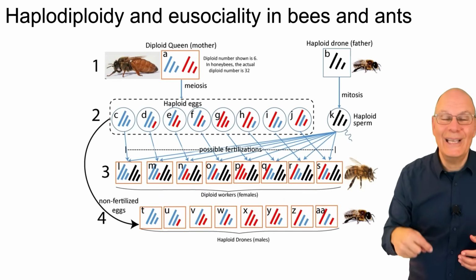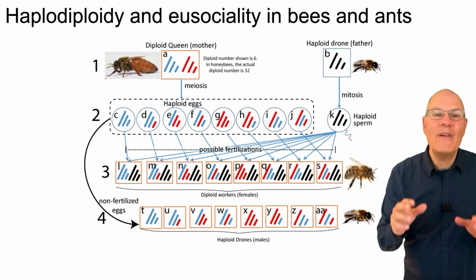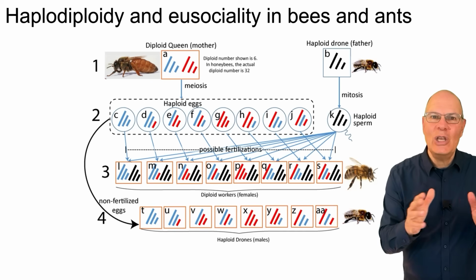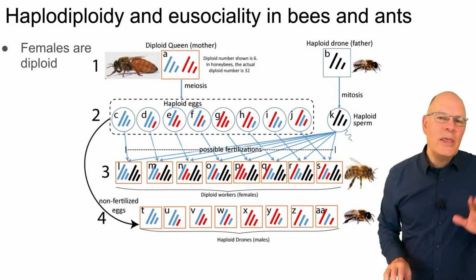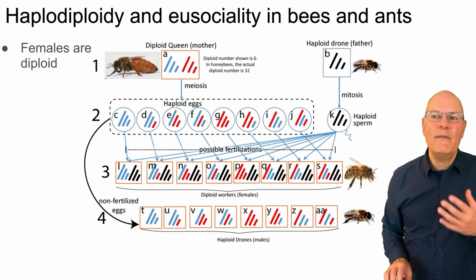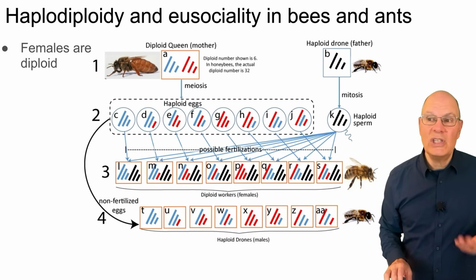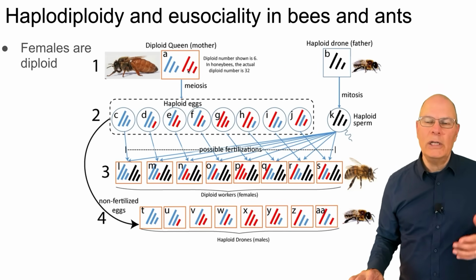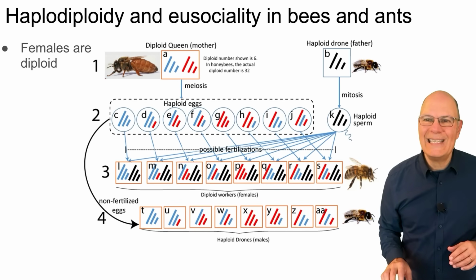Eusociality can be partly explained in animals like bees and ants through the phenomenon of haplodiploidy. And that's a kind of sex determination that we discussed back in Unit 5. I'll review it now and I'll connect it to eusociality. The idea of haplodiploidy is that females are diploid in the same way as you are diploid with 2 sets of chromosomes. Here we see the chromosomal situation of the diploid queen, and it's very simplified. Bees have 32 chromosomes as their diploid number. I'm showing only 6 here.